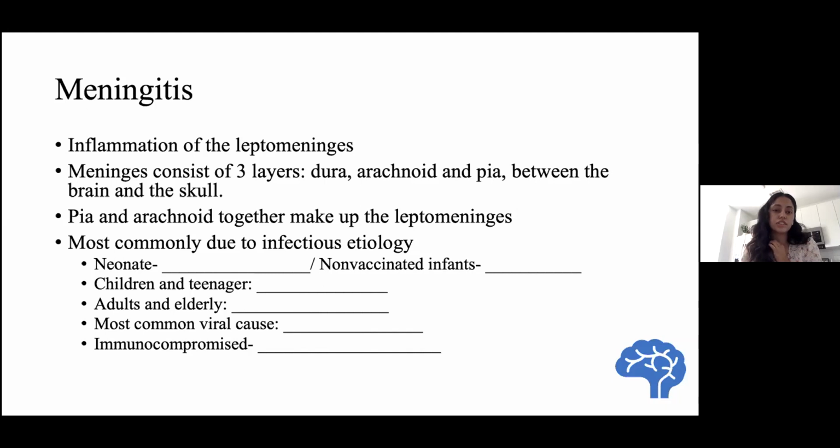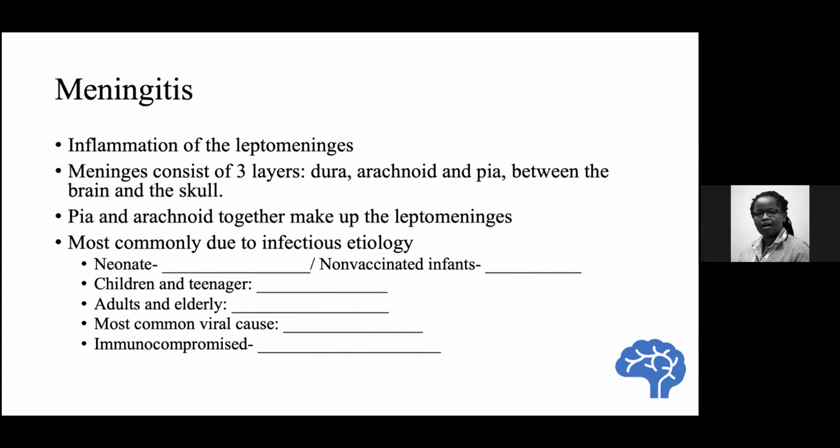Perfect. What about children and teenagers? It can be accompanied by a petechial rash. Neisseria, yeah, perfect. So for children and teenagers, we've got a couple of answers: Neisseria, E. coli, meningococcal, strep pneumo. All of them are actually correct, but the most common one is Neisseria. And what about adults and the elderly?